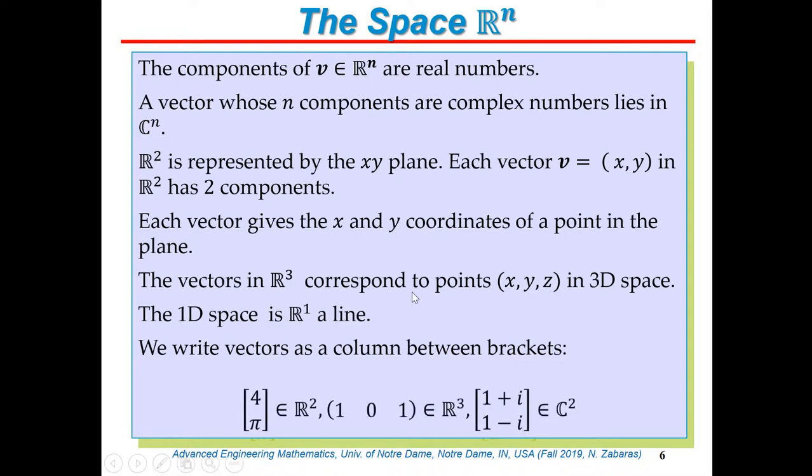All right, so some examples of vectors. This is a vector in two dimensions, in R2. This is a vector in R3. And I remind you the notation here, when you put column vectors inside parentheses horizontally, you do this to save space. So what you see here is a column vector, it's not a row vector. And here is a two-dimensional vector that has complex components. And this vector belongs to C2. And we will see this type of vectors later on in this course.